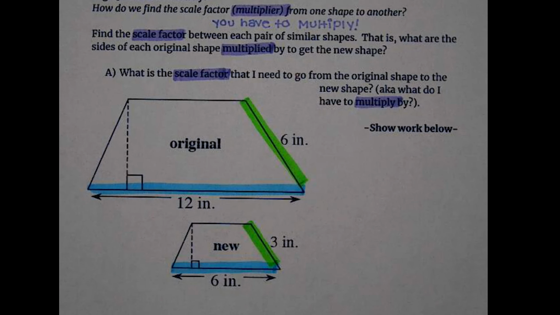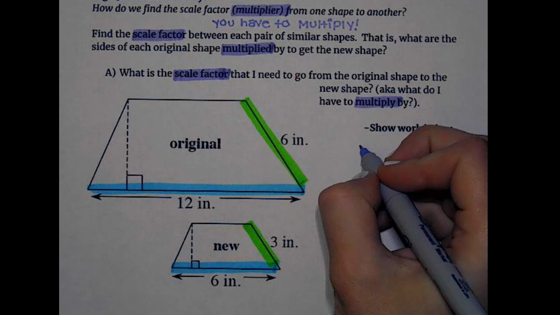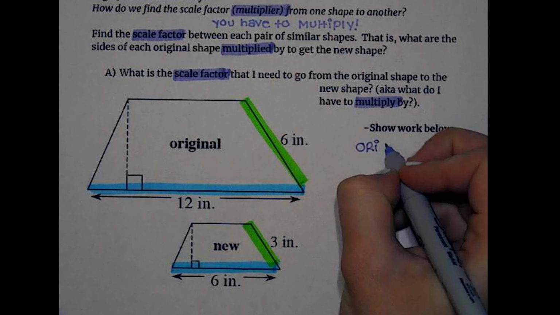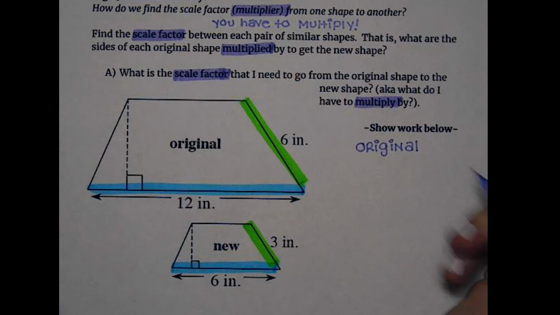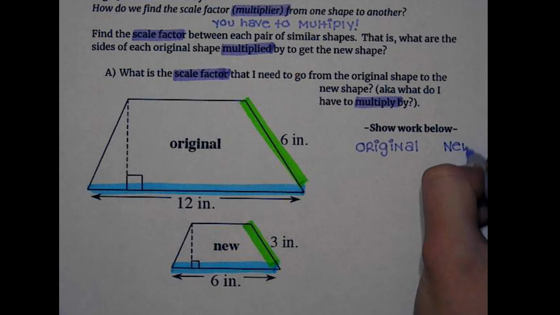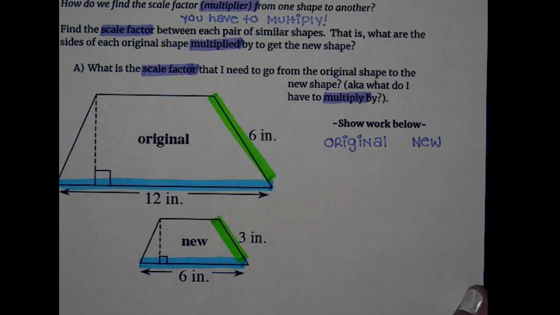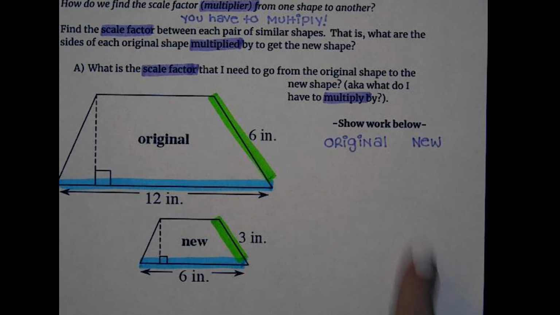And now what we want to do is find the scale factor. So we're going to show our work right here. I'm going to write original. Okay, and then I'm going to write new. And all of our data from the original shape is going to be here, and all of our data from the new shape is going to be here.